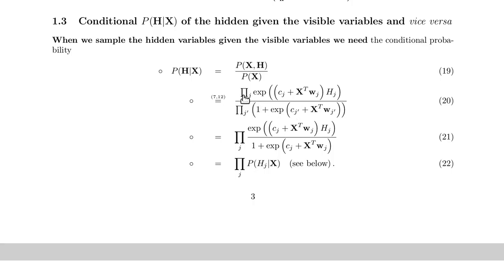Now, we have a product of capital J terms, where capital J is the number of hidden units, so let's say it's 10 hidden units. So we have a product of 10 hidden units here, and we have a product of 10 hidden units here. So now we can rewrite this as a product of a fraction of the two terms. So this here would be something like A1 times A2 times A3 divided by B1 times B2 times B3.